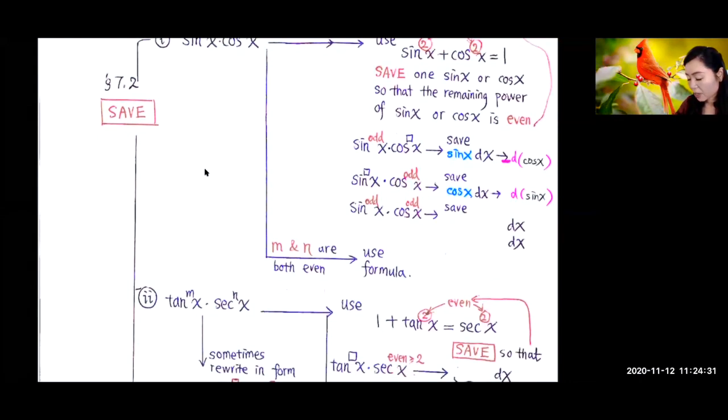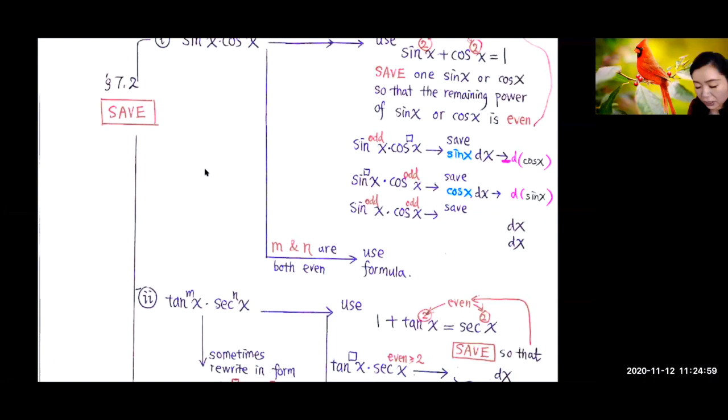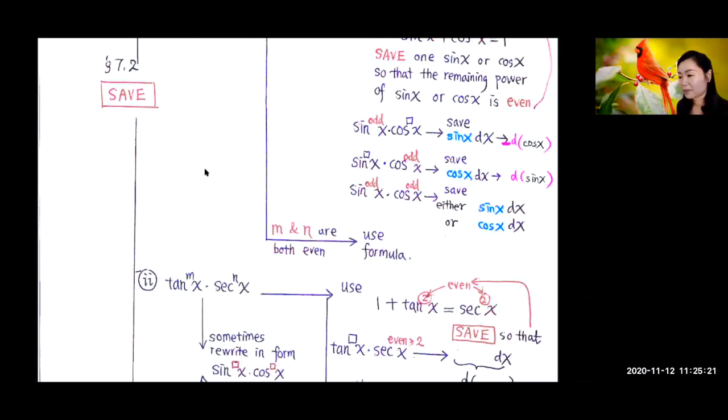Now, what happens if both exponents on sine x and cosine x are odd? I remember one student asked about this. So which one do we save? Can you guys tell me? You can save either one. So you have a choice. This is a free country. You can save either sine x with dx or cosine x with dx. Either one will work, and the answer will be equivalent.